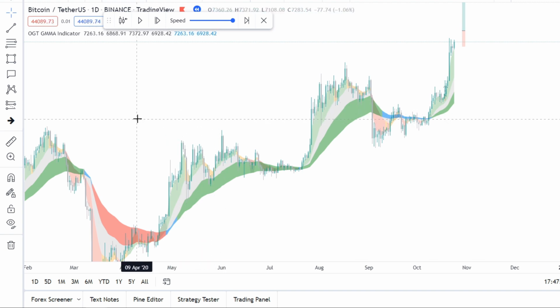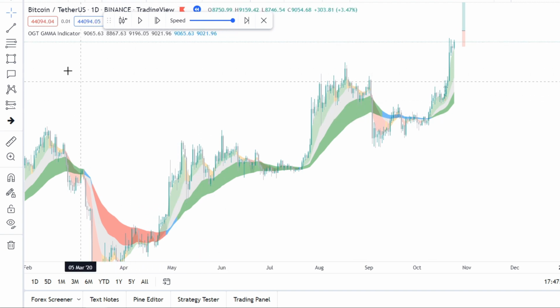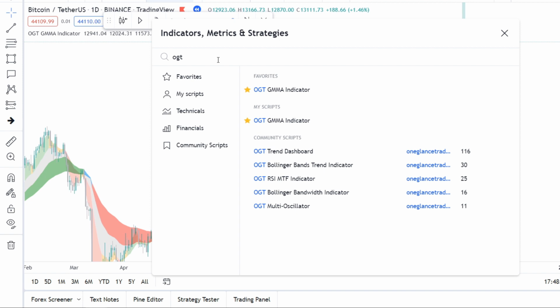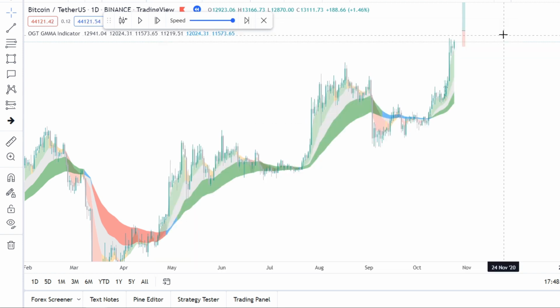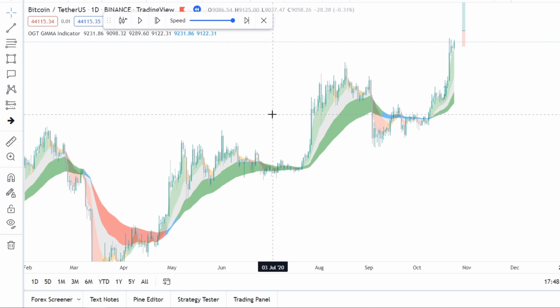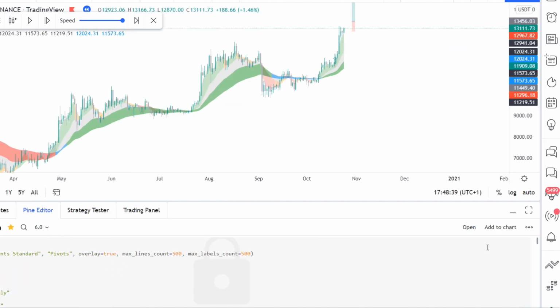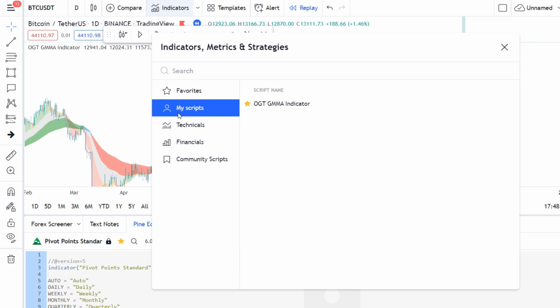For the people that have missed it, how to get this indicator, because I believe that it is not visible in the TradingView platform. Let me see the OGT. No, it's not visible. It's only visible if you use the instructions that I mentioned. Again, for the people that missed it, you go to the description of this video, you copy the script, you head over to TradingView, you go to Pine Editor, then you paste the script, and then I think you have to click on Add to Chart to save it. And then it basically is saved, and then it appears here in my scripts, and then you can use it whenever you want.